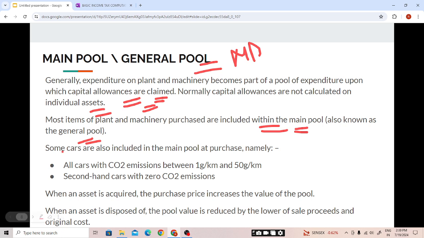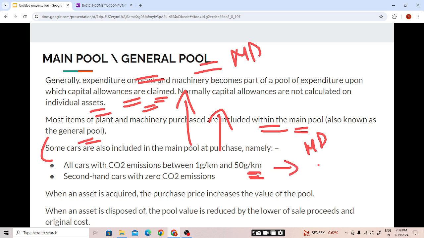Now coming, students, we have already seen that capital allowance on a car also can be claimed. Under the general pool, all cars with CO2 emission between 1 gram per kilometer and 50 gram per kilometer are included. So under the main pool, all cars with CO2 emission between 1 gram per kilometer and 50 gram per kilometer are included in the main pool.